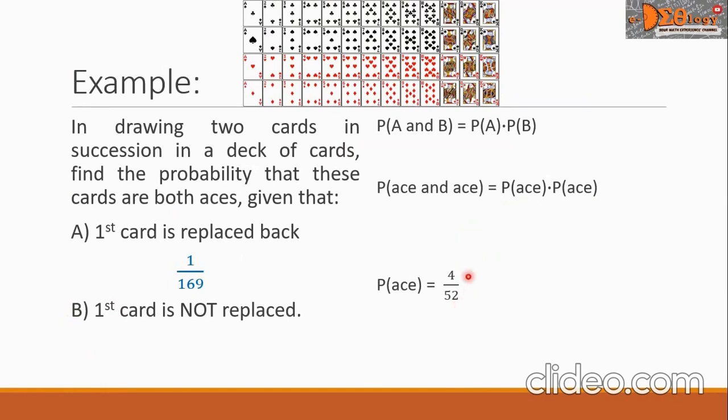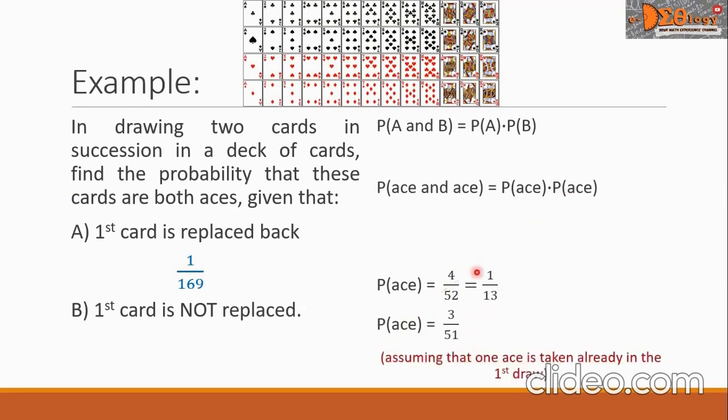We know there are 4 aces over 52 sample space. So let us simplify this into 1 over 13. For the second ace, since we are not replacing back the first card, we will have 3 over 51.